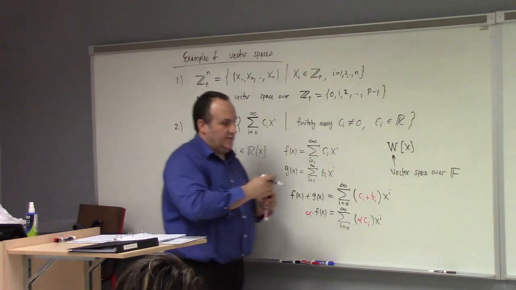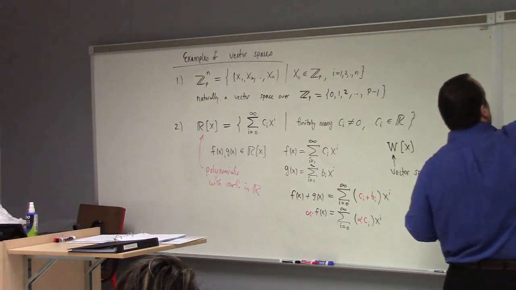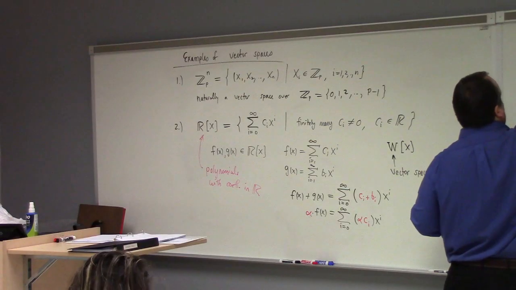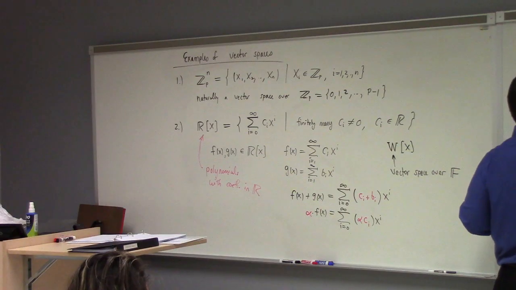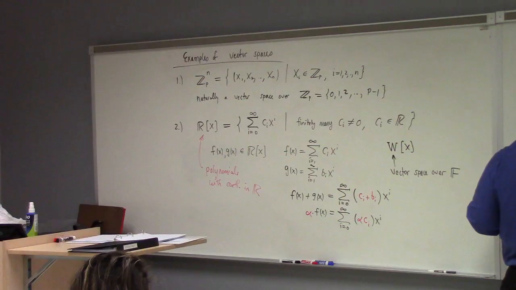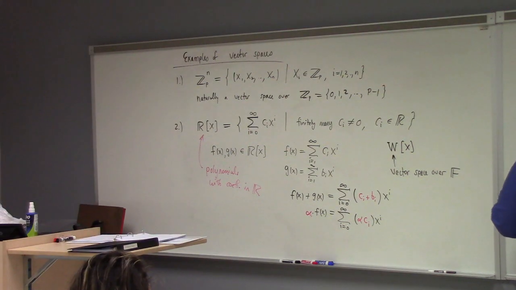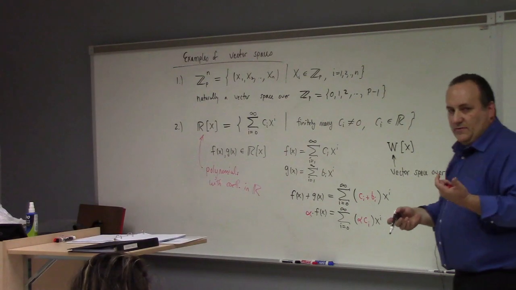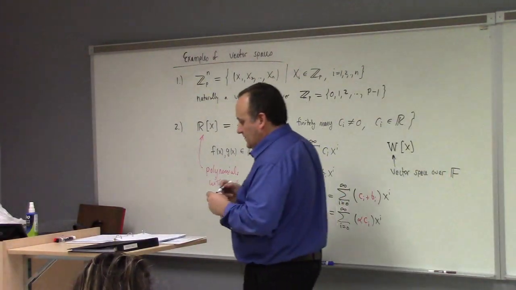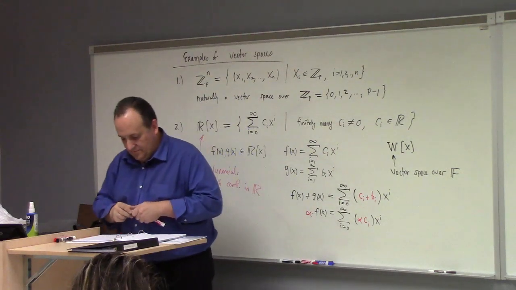Like another cool example would be R[x,y], which you could write a typical element of in the form sum over i and j equals 0 to infinity of c_ij x to the power i, y to the power j, such that finitely many c_ij are not equal to 0, okay? So that's another nice whole family of examples you could play around with, bivariate polynomials.